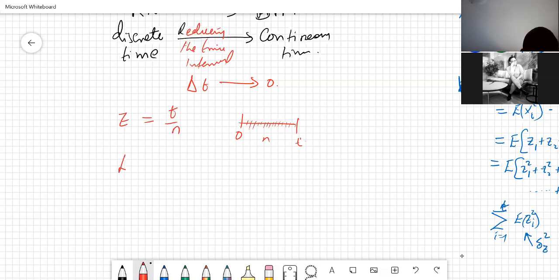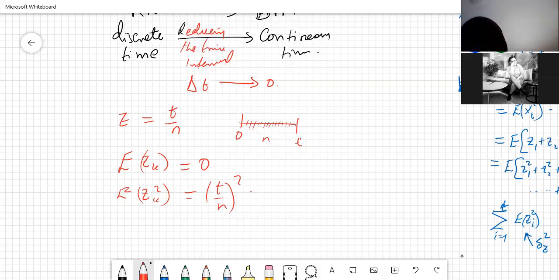But we saw that the expected value of zk is the same as 0, and the expected value of zk squared would be (t over n) everything squared.